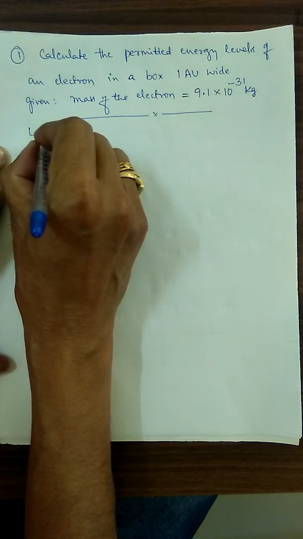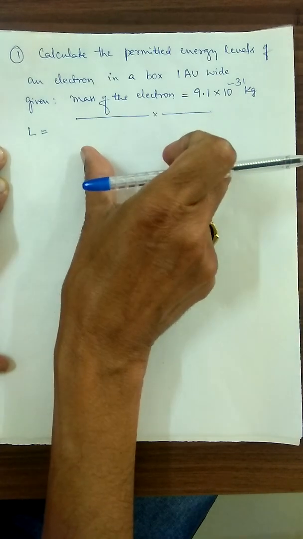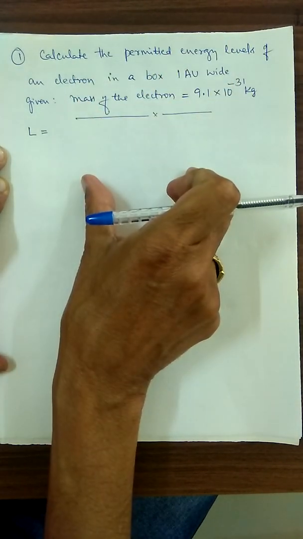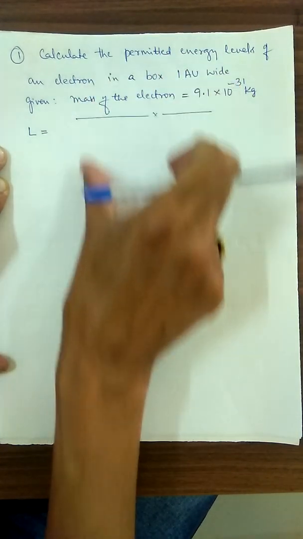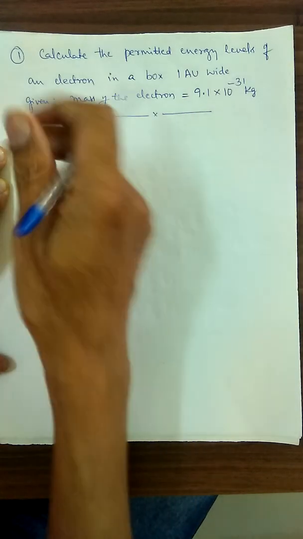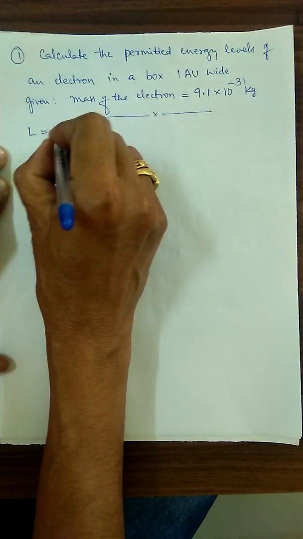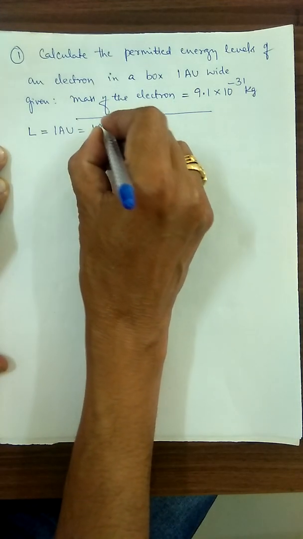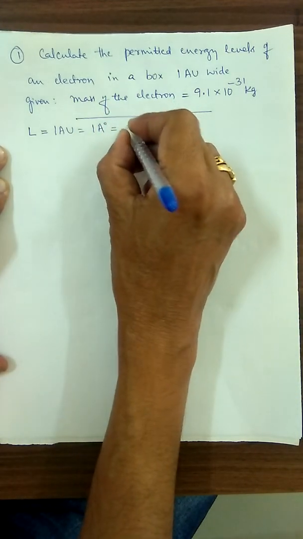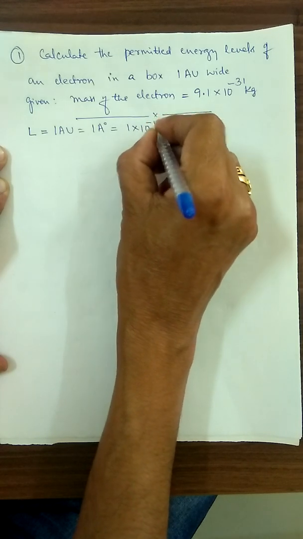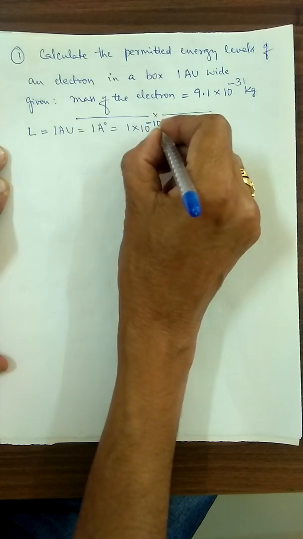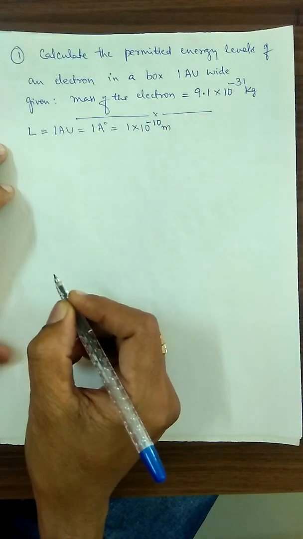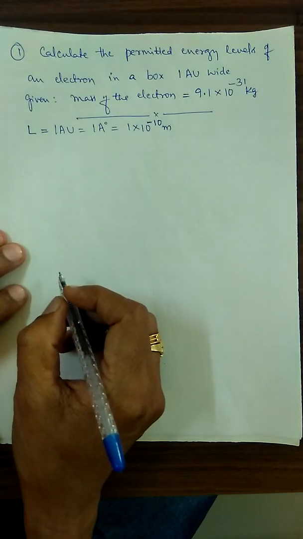This is the width, L. The box is present like this, and this is the length, x is equal to 0 to L. So L is equal to 1 angstrom, which means 1 into 10 to the power minus 10 meter.